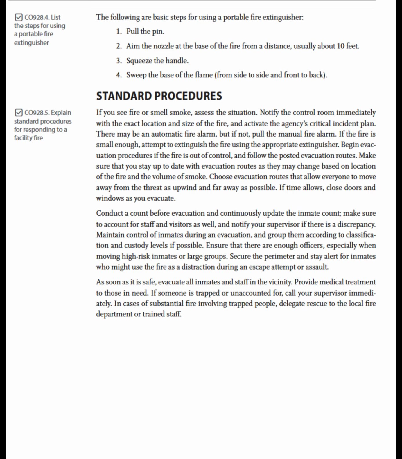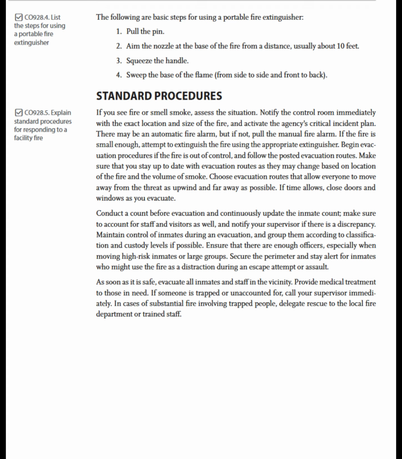Standard procedures. Explain standard procedures for responding to a facility fire. If you see fire or smell smoke, assess the situation. Notify the control room immediately with the exact location and size of the fire, and activate the agency's critical incident plan. There may be an automatic fire alarm, but if not, pull the manual fire alarm. If the fire is small enough, attempt to extinguish the fire using the appropriate extinguisher.